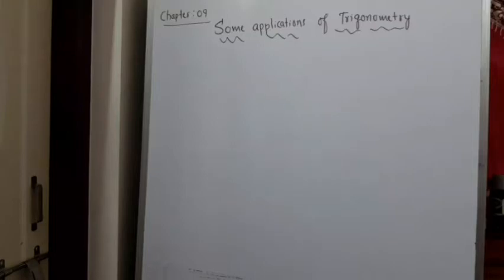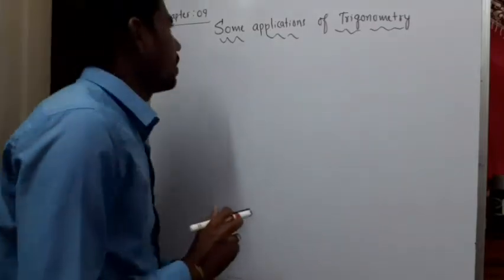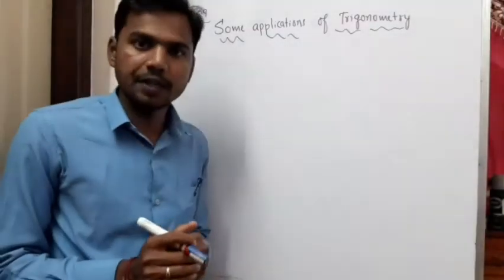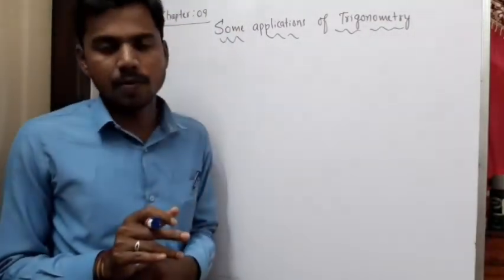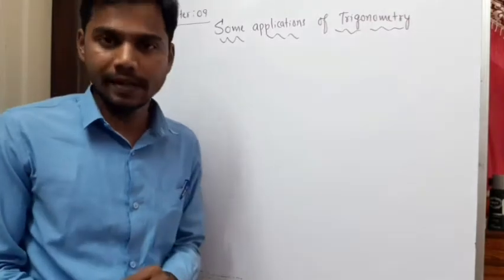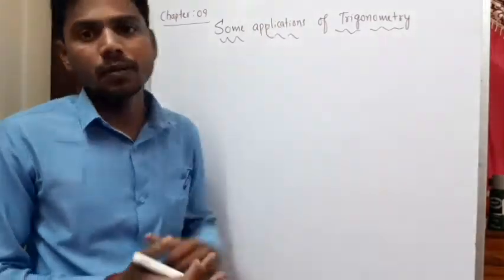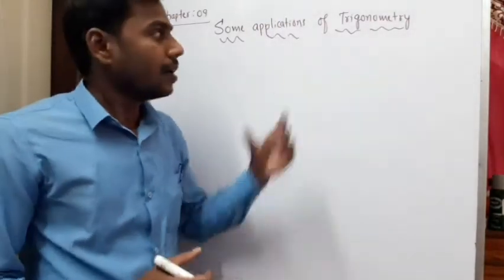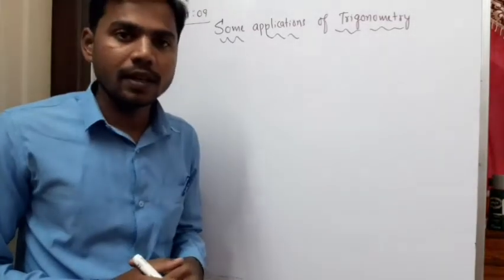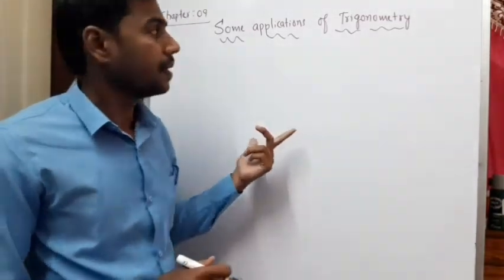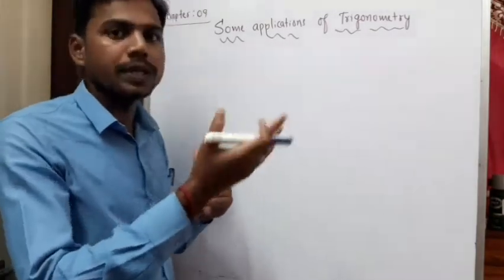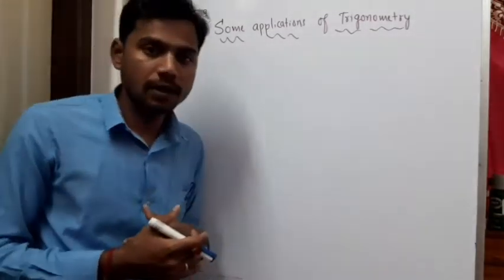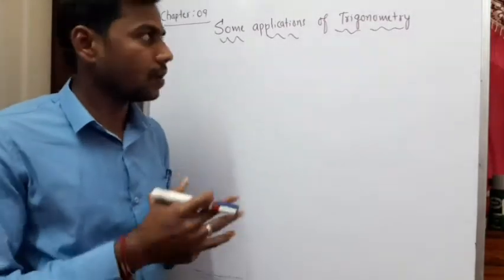Dear students, we will start with the new chapter, chapter number 9, some applications of trigonometry. The name itself indicates applications of trigonometry. Already you have studied the trigonometric ratios. We are going to make use of those ratios in finding the distance between the various objects in our daily life. So if we want to find the distance between two distant objects, I can make use of trigonometry. How we are going to make use? So later we will study.